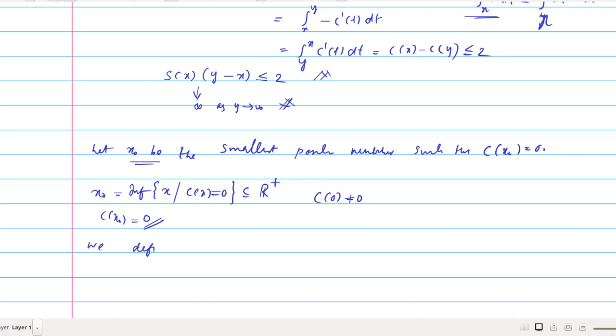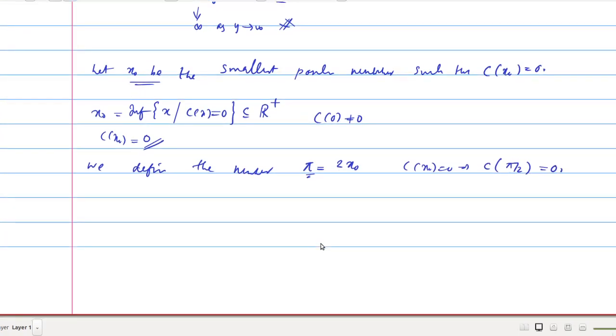Okay, so we define the number pi as 2 times x naught. That means c of x naught equal to 0 implies c of pi by 2 is equal to 0. So this is the definition of pi. There are many definitions for the real number pi, so this is one way of defining pi using this power series.